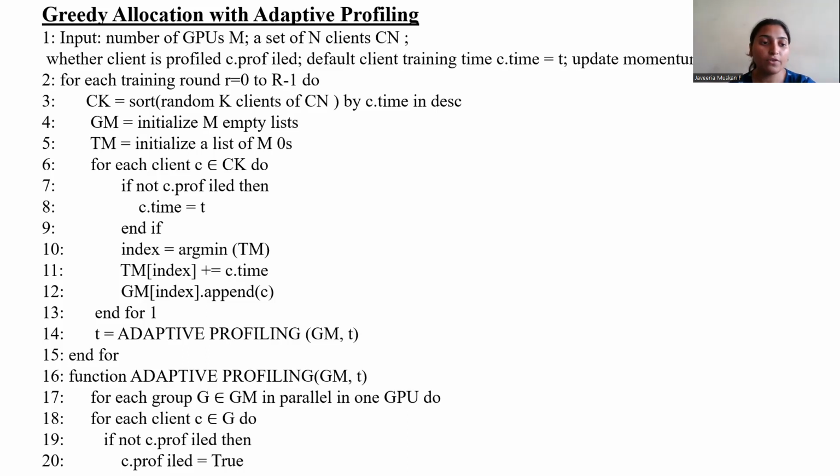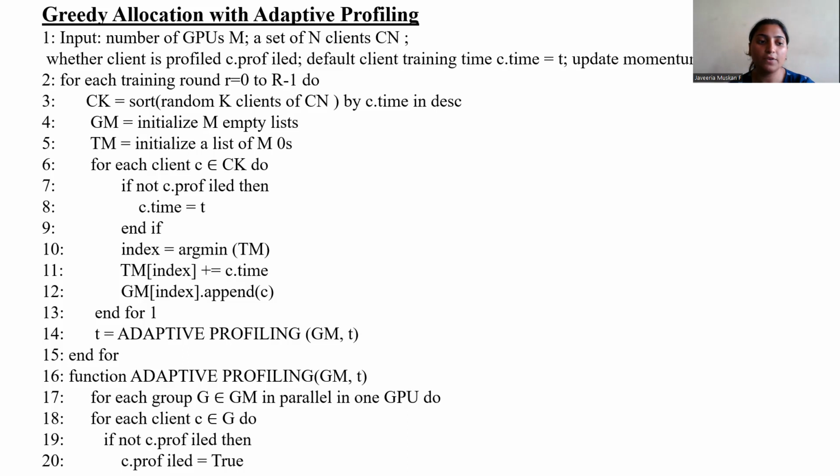We summarize the algorithm of greedy allocation and adaptive profiling, which is termed greedy allocation with adaptive profiling. It updates the training time of the selected clients and marks them as profiled after they complete each round of training. It then updates the training time of the non-profiled clients with the moving average of selected clients' training time and the preset default training time T. The hyperparameter default client training time is to support efficient training during profiling by mitigating extremely long or short training times of clients.